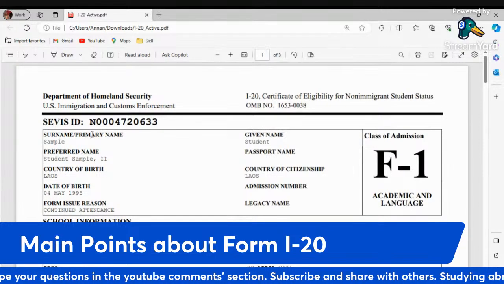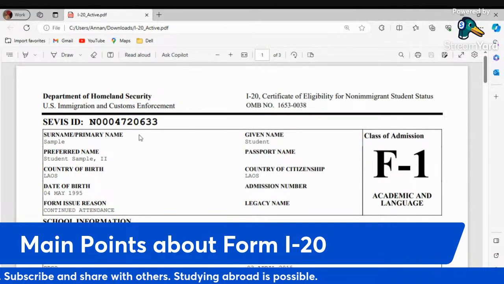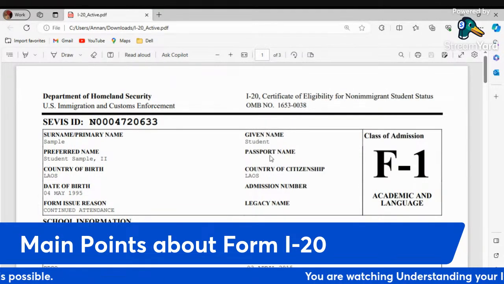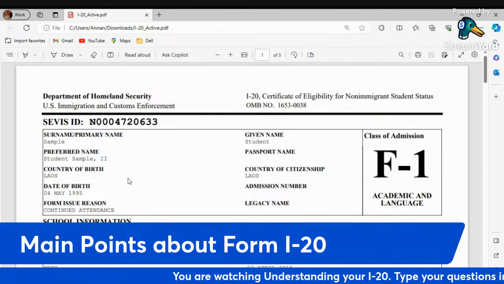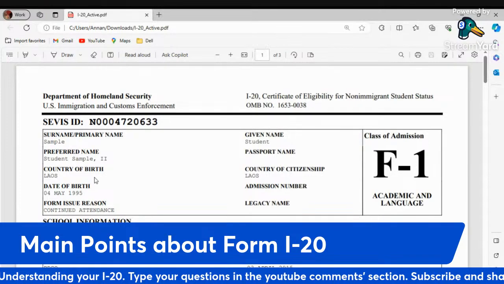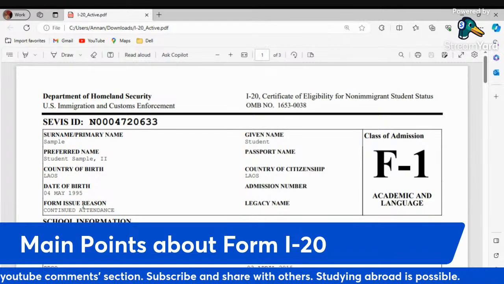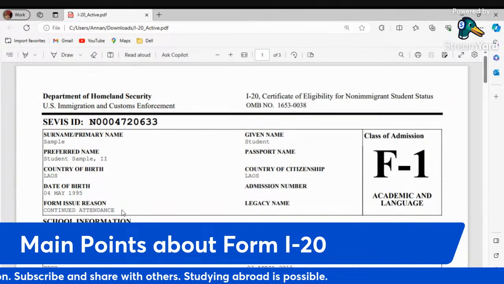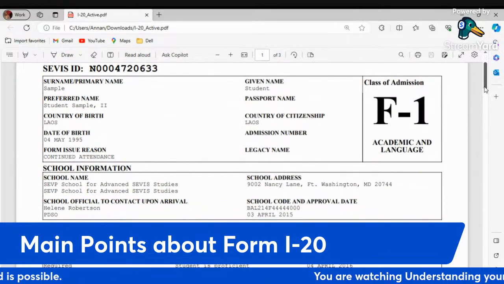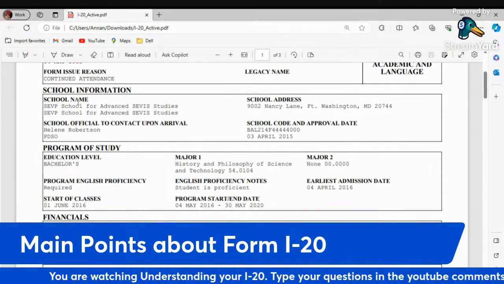The first section of this page comprises the surname of the individual, the given name, the preferred name, the name on the passport, the country of birth where you were born, and the country of citizenship. If you have naturalized in another country, you still have to add it. Then the date of birth, the admission number the school provides for you, and the form issued reason. It will also state whether you are coming for graduate school, bachelor's, or even high school.